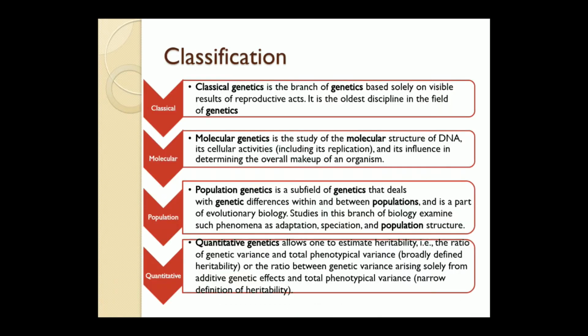Now, if we look at the classification of genetics, we can divide genetics into 4 different classes. The first one is classical genetics. Classical genetics is the branch of genetics based solely on visible results of reproductive acts. It is the oldest discipline in the field of genetics, and it was established by the father of genetics, Gregor Johann Mendel. We will go through a brief story about Mendel in the later phase of this class.